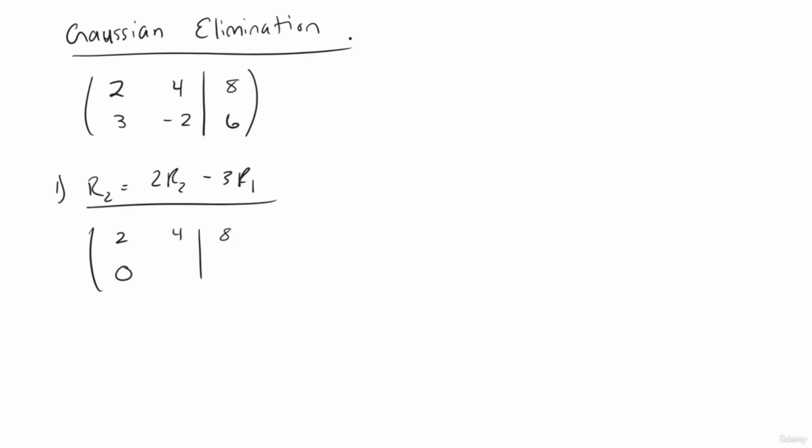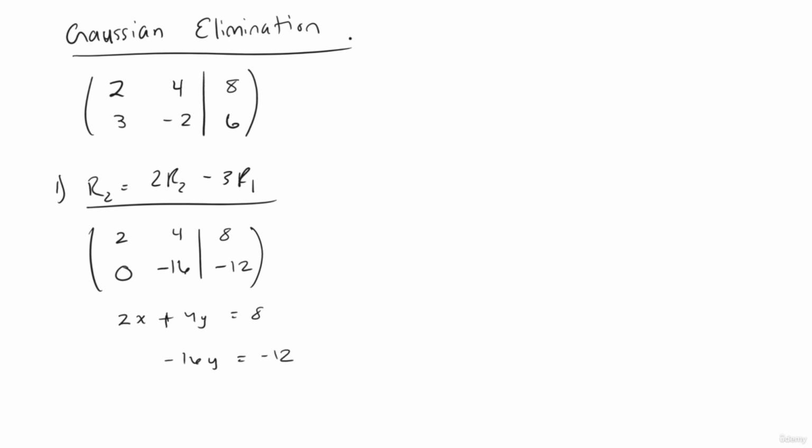So negative 4 minus 12 is going to give us a negative 16. And we're going to do the same thing to the other side as well. And so 2 times 6 is going to be 12, minus 3 times 8, which is 24. So 12 minus 24 is going to be a negative 12. And right now, we can actually view this as 2x plus 4y is equal to 8. And then we have negative 16y is equal to negative 12.